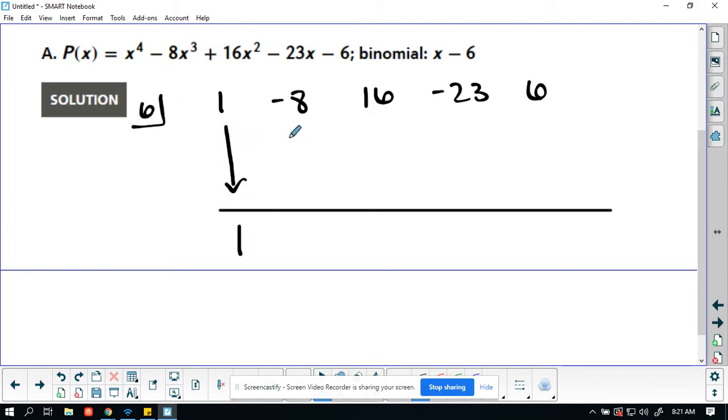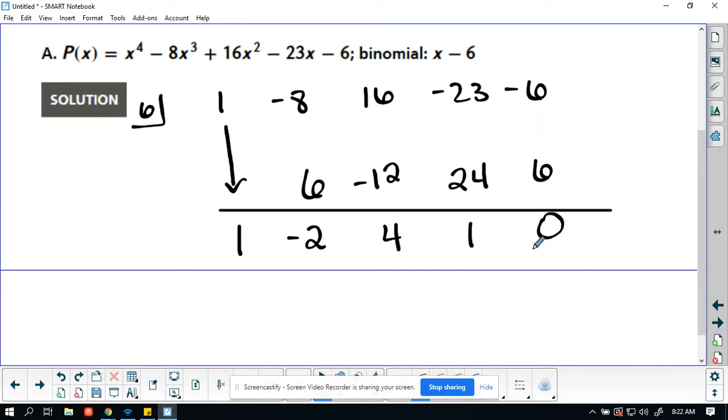1 times 6 is going to be 6. Add going down, -8 plus 6 is going to be -2. -2 times 6 is -12. 16 minus 12 is going to give us 4. 4 times 6 is 24. -23 plus 24 is going to be 1. 1 times 6 is going to be 6. This is a -6 here, so -6 plus 6 is going to be 0. We have a remainder of 0.